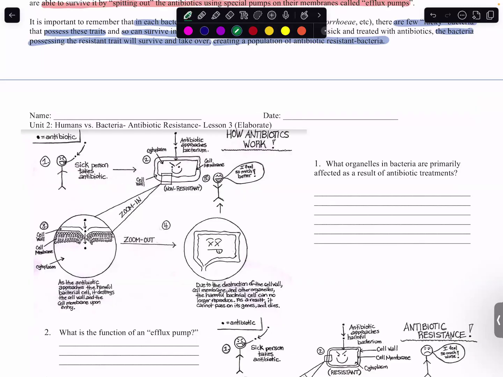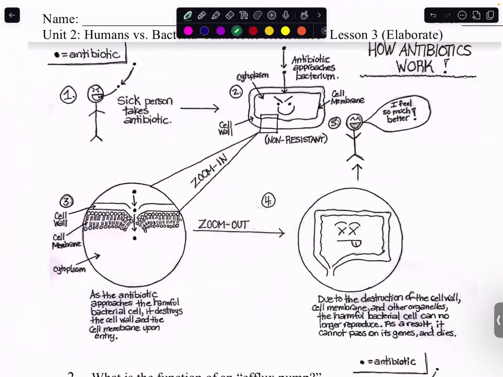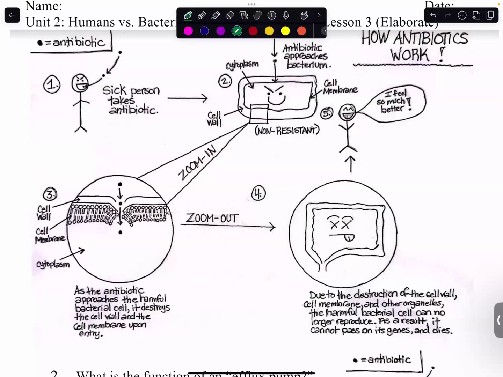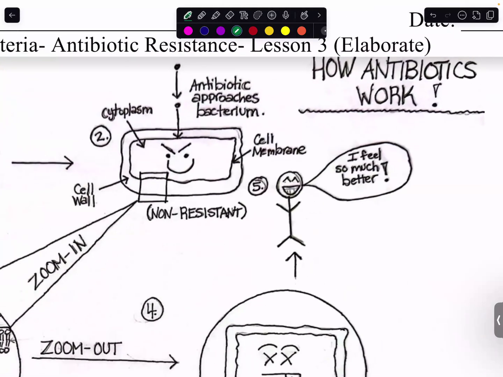Now, how antibiotics work. Gee, I wonder who drew this beautiful illustration. Let's go over how antibiotics work, right? If we look at the legend, we see that those little dots up here represent the antibiotic. Now, if we look at number one, the sick person takes an antibiotic. I don't know why I'm obsessed with making the person's face look evil, but it's kind of funny, kind of camp, right? So the sick person takes the antibiotic, and then that leads to number two.